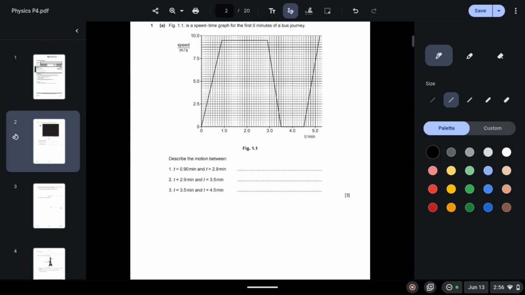Question 1. Figure 1.1 is a speed time graph for the first 5 minutes of a bus journey. Describe the motion between 0.9 minutes and 2.9 minutes.